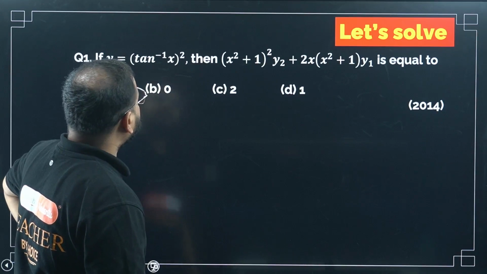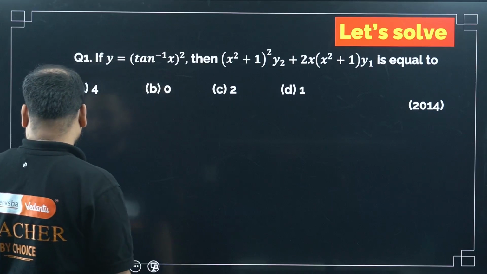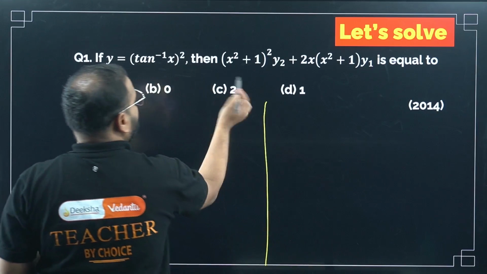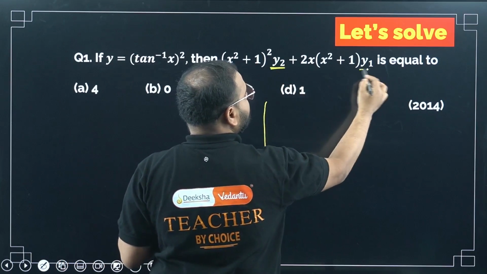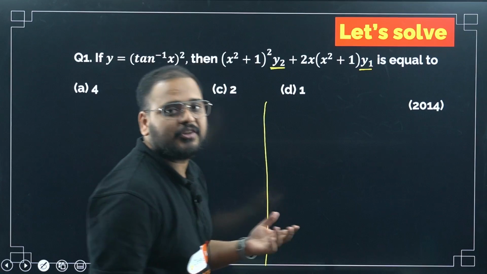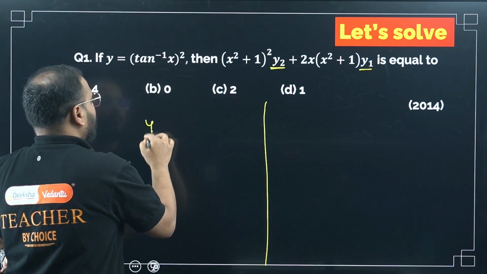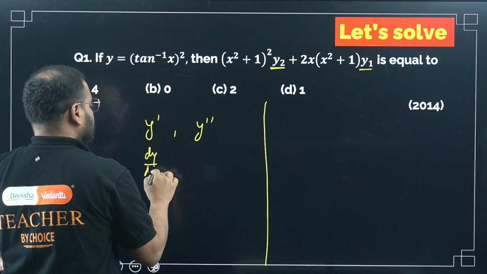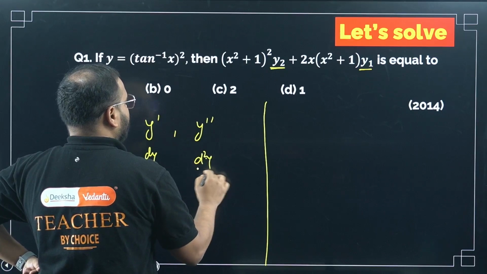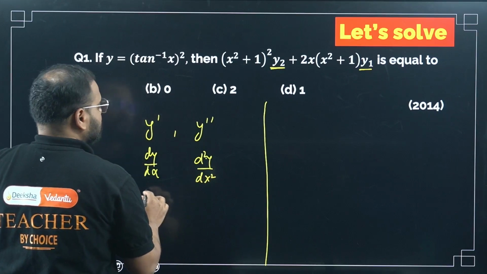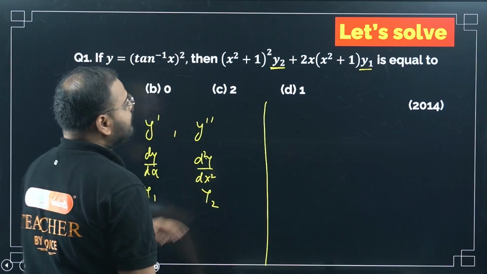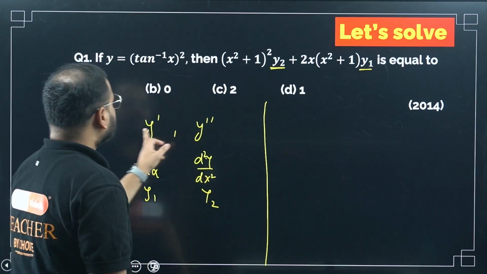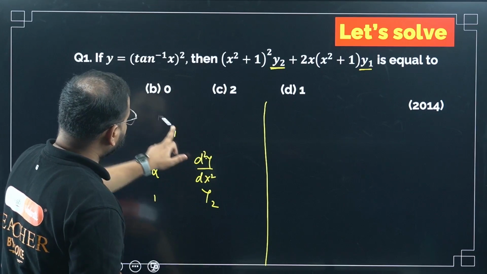First, let's find out the values of what they are asking us: very important, y2 and y1. If you remember the signs I gave you for representing differentiation, it was either y dash, y double dash, or dy by dx, d square y upon dx square, or y1 and y2. So y1 means first derivative, and y2 means second order derivative. I hope this is clear. All right, let's continue with the problem now.